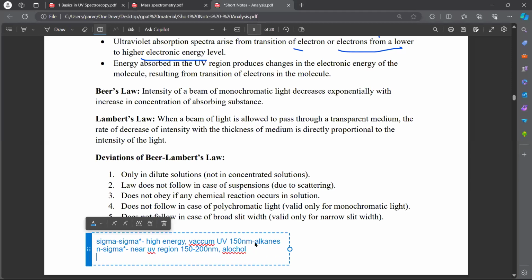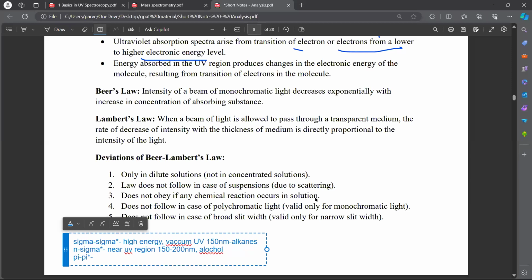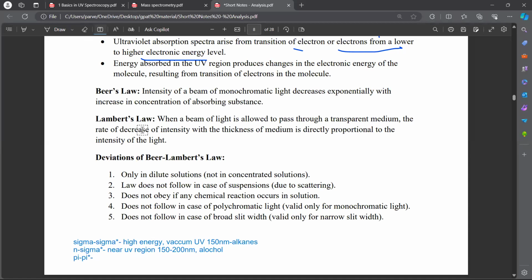Next, pi star. The pi star occurs in aromatics and unsaturated compounds. All those compounds show pi to pi star, and the n to pi star occurs in carbonyl etc. compounds. Another important point about these transitions is that there are two types of transition based upon the energy, which are known as allowed transitions and forbidden transitions.